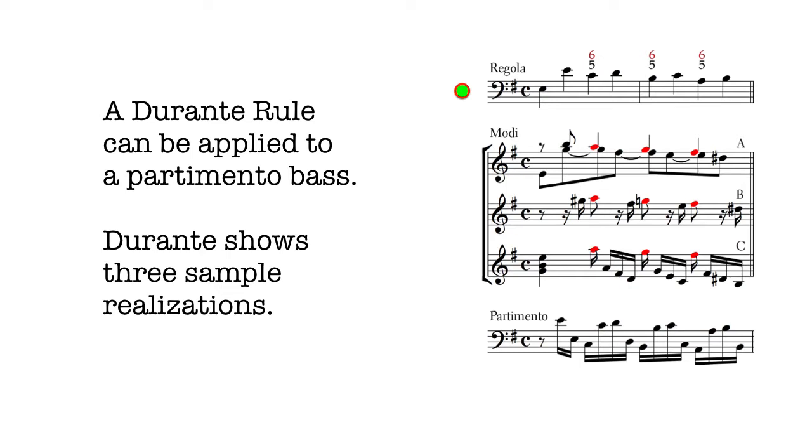In the middle staves, you see examples for particular realizations, examples given by Durante himself. So what he calls styles, or modi, A, B, and C, are 3 hints that the student can use in realizing a partimento. So let's listen to the rule alone.